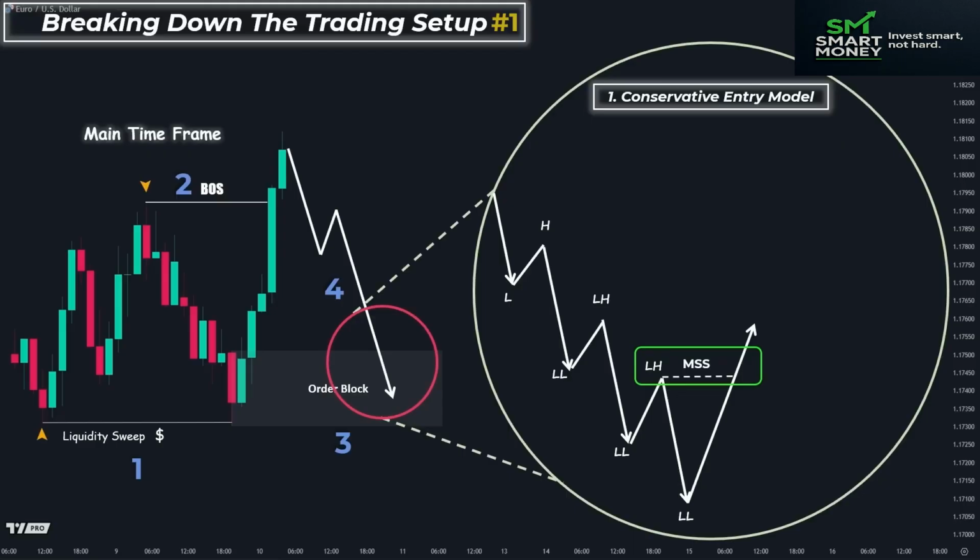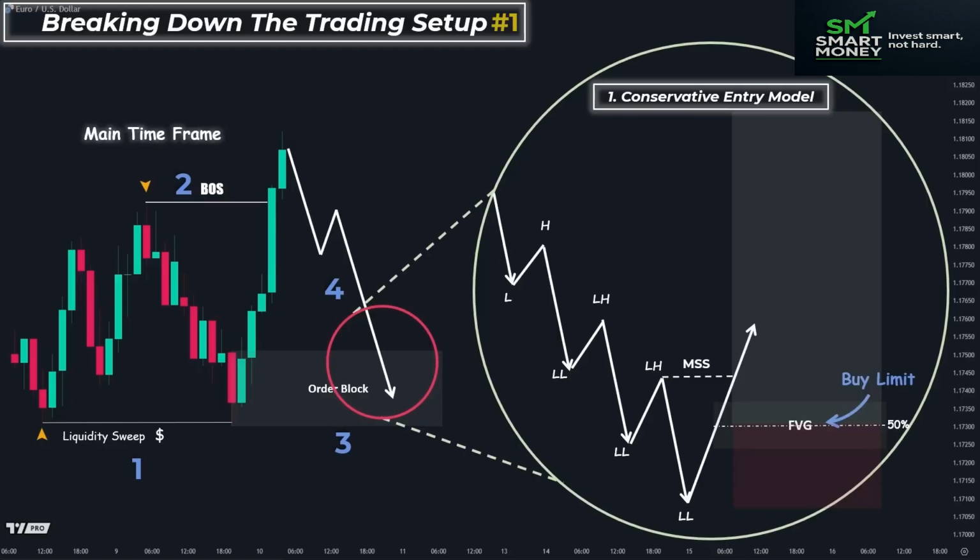At this stage, we focus on spotting a bullish fair value gap that forms within the market structure shift leg. These zones often act like magnets, pulling price back in before it continues upward. To execute the trade, we place a buy limit order at the midpoint, or 50%, of the bullish fair value gap on the lower time frame. For the take profit, we target the higher time frame buy-side liquidity, which gives us a precise and high probability setup.